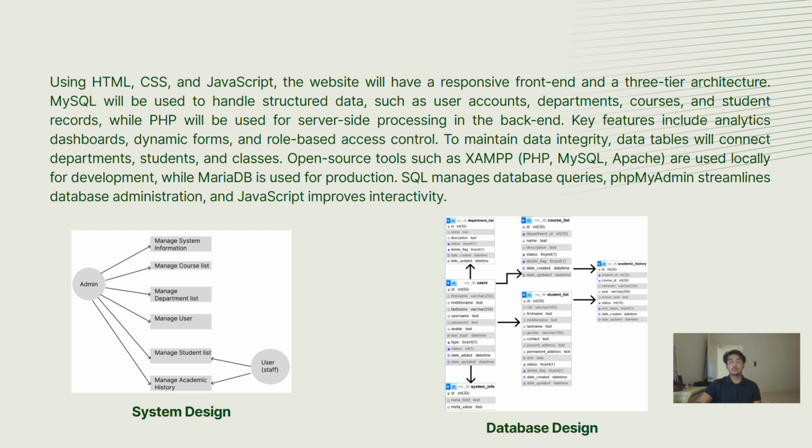XAMPP will be used in the local environment, combining PHP for scripting, MySQL for database administration, and Apache as the web server. For optimal performance, the system will be installed in production on a MariaDB database server. JavaScript will be used for interactive front-end elements, SQL for database operations, and PHP for back-end functionality.